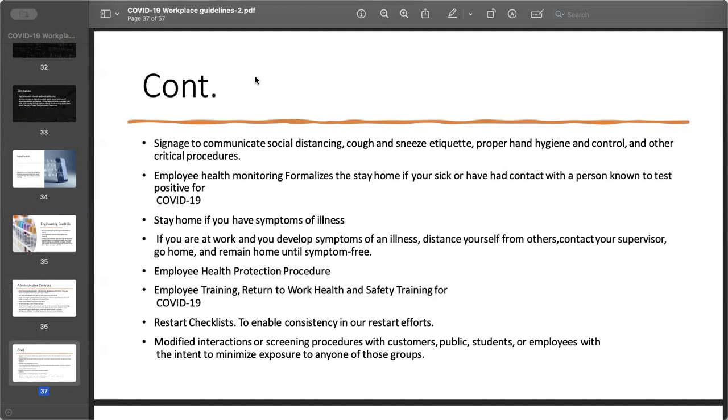Employee health protection procedures: employee training, return to work health and safety training for COVID-19, a restart checklist to enable consistency in our restart effort, and modified interaction or screening procedures with customers, public, students, or employers with the intent to minimize exposure to any of these groups.